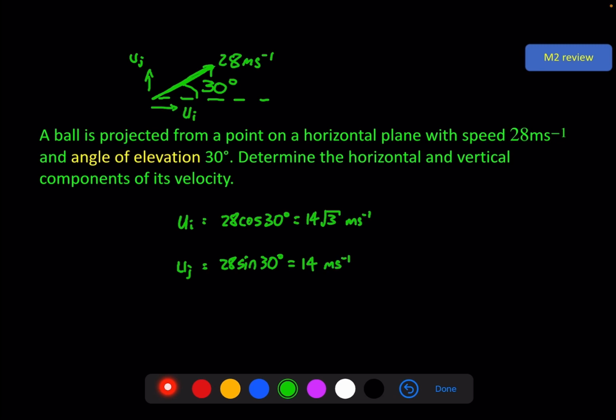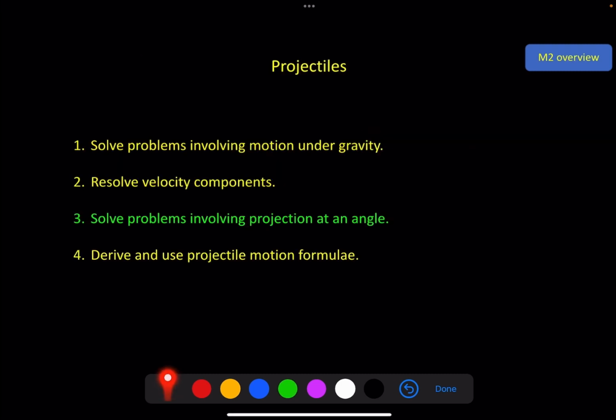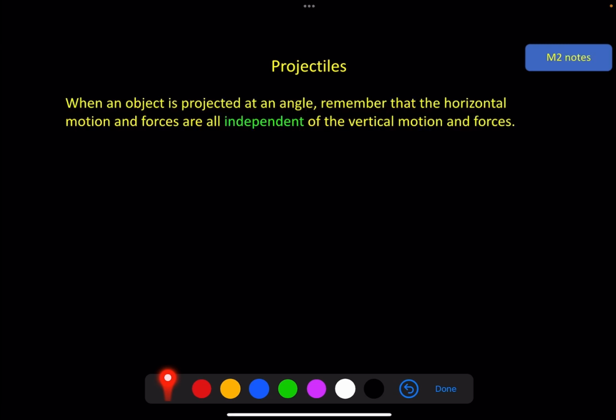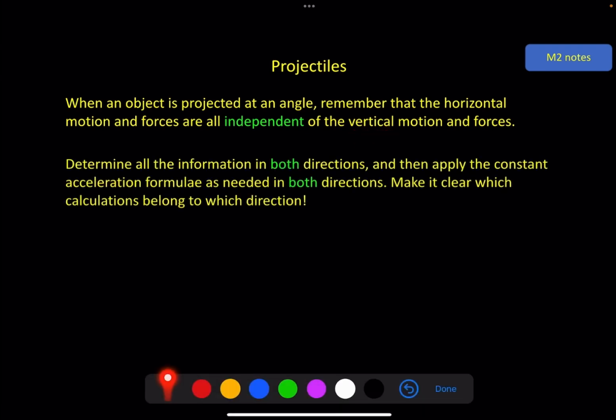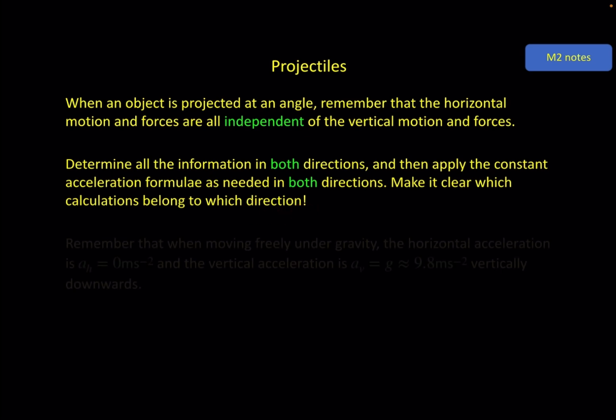So that's a quick recap of what we did in the previous video. We're going to use this idea together with what we did in the first video to solve problems involving projection at an angle. So when an object is projected at an angle, remember that the horizontal motion and forces are all independent of the vertical motion and forces. Determine all the information in both directions, then apply the constant acceleration formula as needed in both directions. Make it clear which calculations belong to which direction.